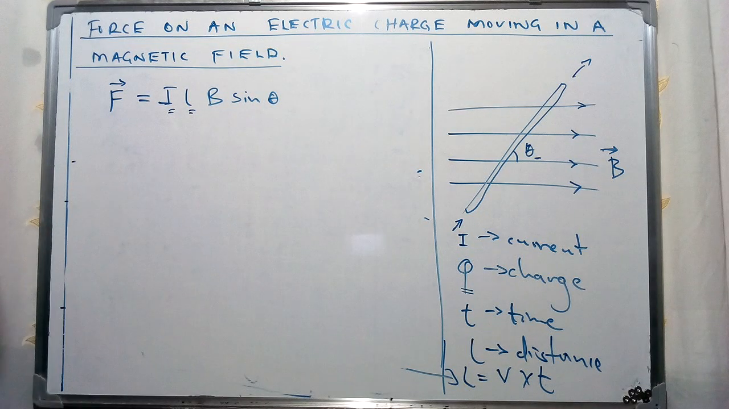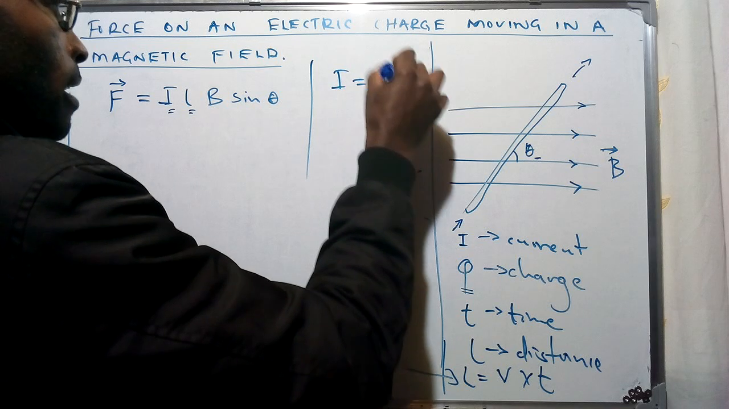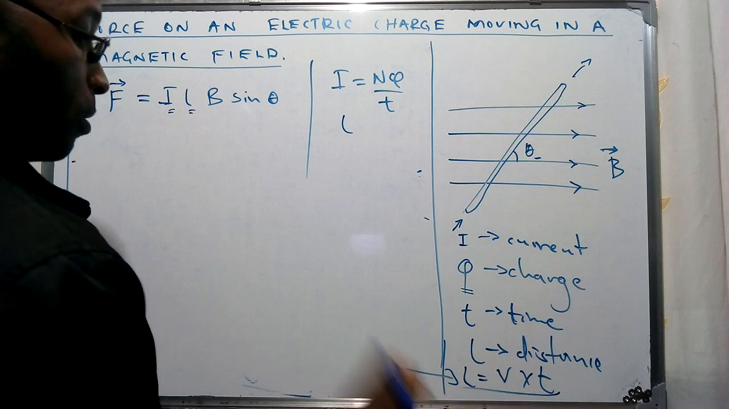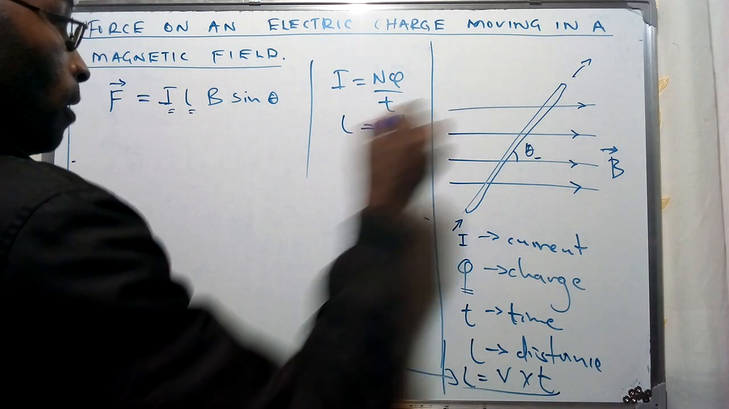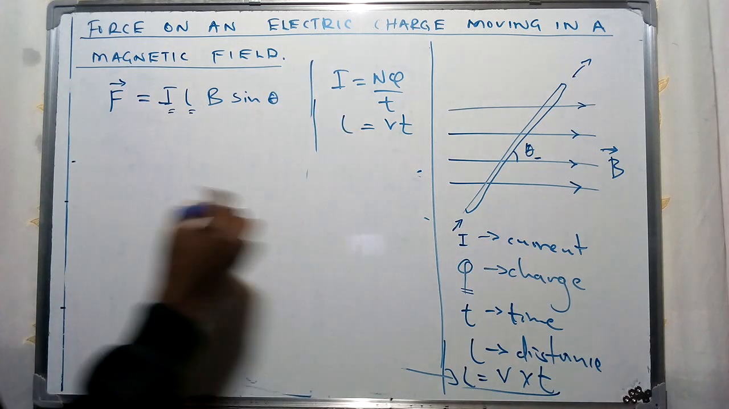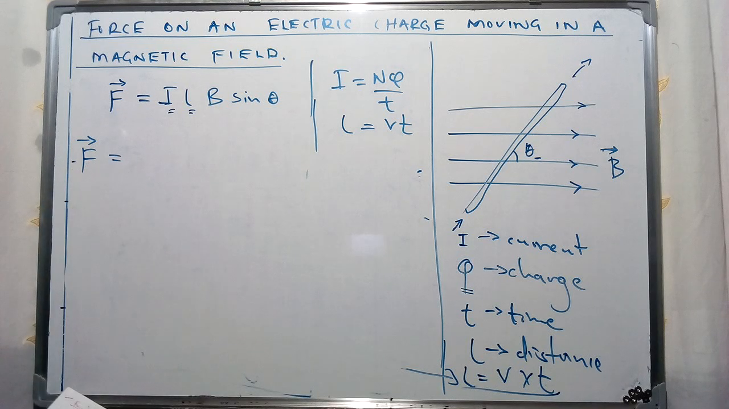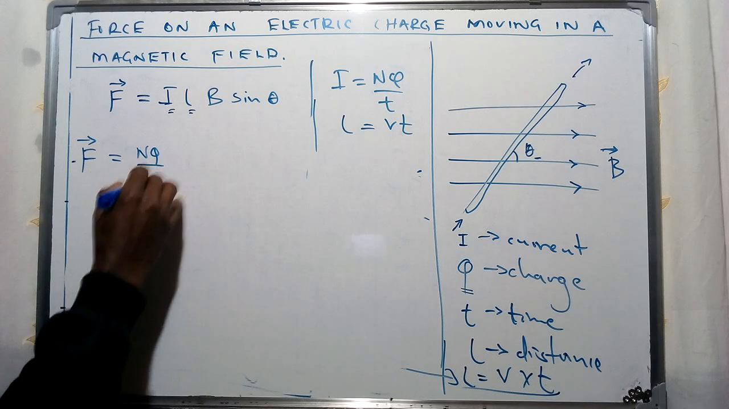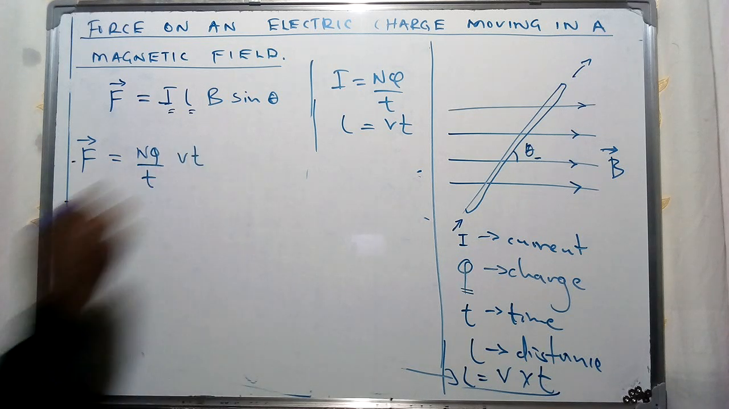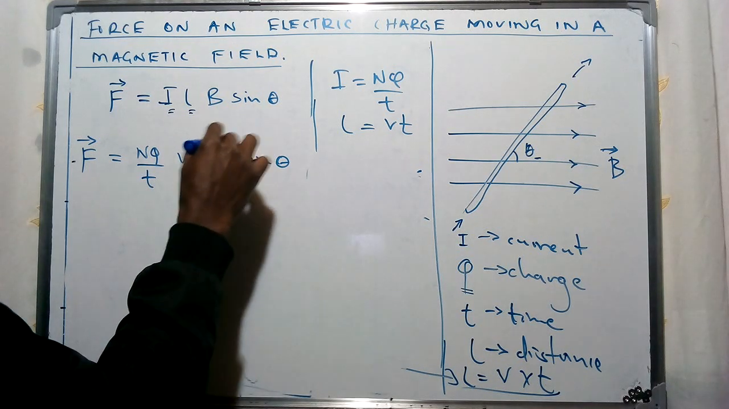Now from this relationship, we can include the aspect of current and length, whereby I have said that we can have the current of n number of particles given using that ratio, and the length, as I have said, from this lower section is going to be the product of velocity and time. So doing a substitution for these two factors, we are going to have this force given in terms of a charge, which is the product of nq all over t, and then a velocity times time giving us length, and then we have B sine theta.